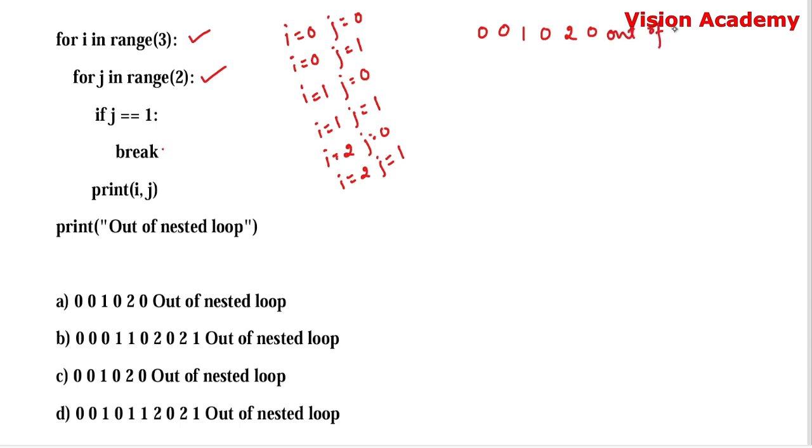Here it is going to print out of nested loop. And now you can check which option is suitable for this one. Here option A is the right answer.